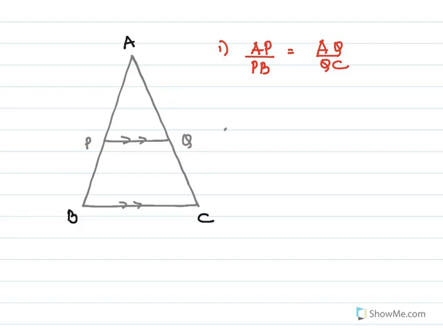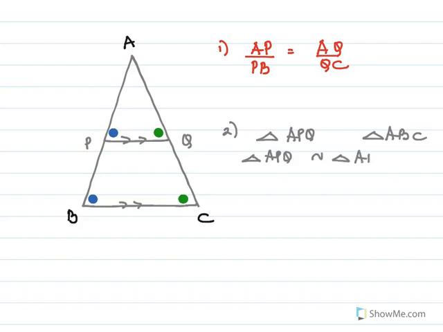And then again in the same figure, you can see two triangles. One triangle is APQ, the small triangle, and the larger triangle is ABC. And these triangles are similar. Why? These two angles are equal, corresponding angles, and here again these two angles are equal by corresponding angles. So we can say triangle APQ is similar to triangle ABC. And A is common. So we can write now AP over AB, corresponding sides are proportional, equal to PQ over BC equal to AQ over AC.